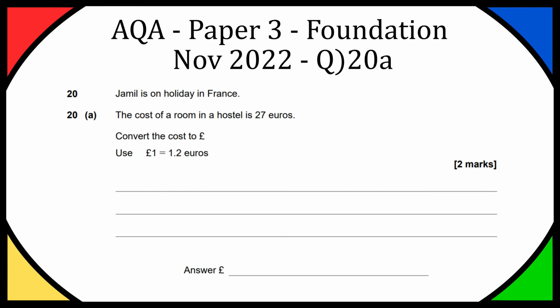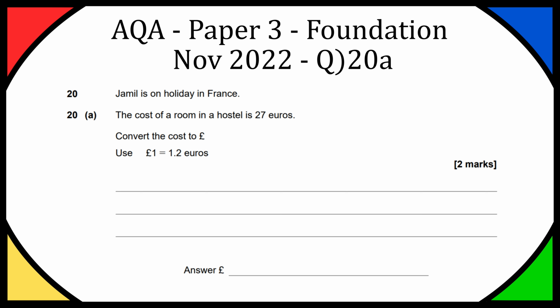Hey everyone, so we have question 20A from the past paper in the title. It should also be linked down below, and this video will be part of a playlist also. So question 20 says Jamil is on holiday in France. Question 20A says the cost of a room in a hostel is 27 euros. Convert the cost to pounds, use £1 equalling 1.2 euros, and this is a 2-mark question.